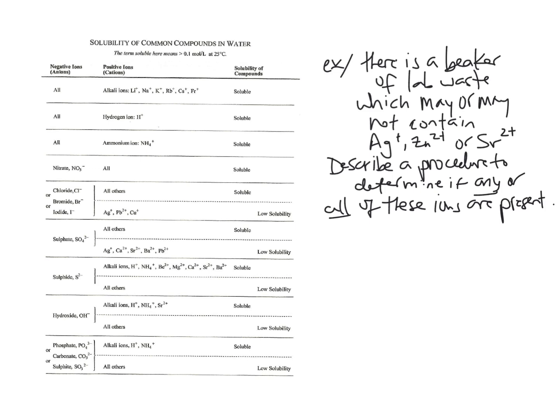Here's an example of a question that would involve what we call a qualitative analysis, meaning it's not going to have any real calculation to do. You're just going to be saying kind of a yes or no to this question. There's a beaker of lab waste, a realistic real-world scenario. You know that lab waste may contain a silver ion, it may contain zinc ion compounds, or it may contain strontium ion compounds. So it could contain any of those three cations. Describe a procedure to determine if any or all of these ions are present.